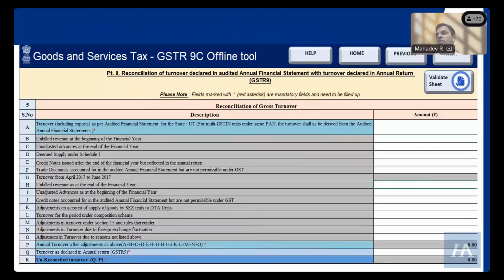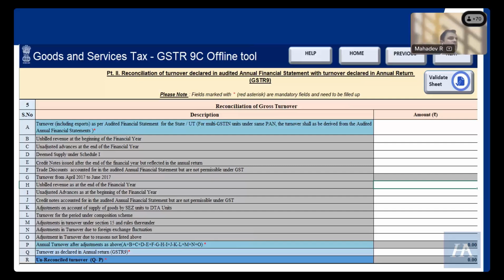Table 5. So this is the table wherein the reconciliation of gross turnover is done by taking the turnover as per audited financial statement. So when you have multiple branches, you need to arrive at the turnover of each branch based on the internal records which you have, which may be the trial balance of each GSTN. So that should be the basis for you to arrive at the turnover including export as per the audited financial statement. So before you have this audited financial statement, you can't file your GSTR 9C because the basis is the audited financial statement.